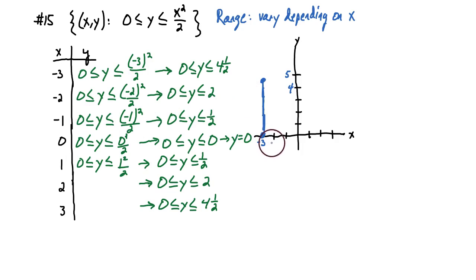When x is negative 2, that's this mark here, y is between 0 all the way up to 2. When x is negative 1, that's this mark, y is between 0 and a half. When x is 0, y is 0. Now we start to repeat our little segments. So there's that short one. Here's the segment that goes up 2 units. And here's the segment that goes up 4.5 units.